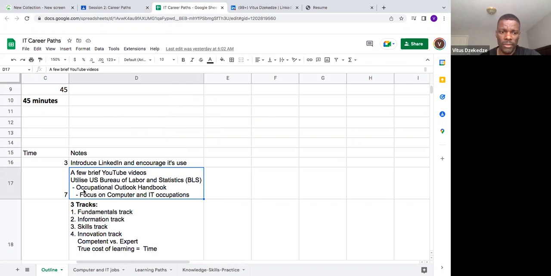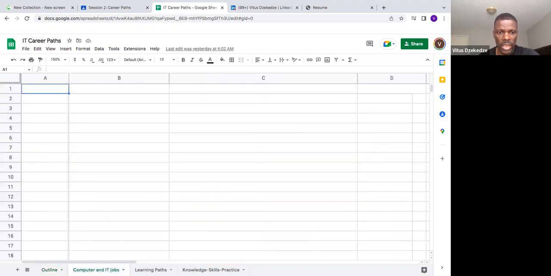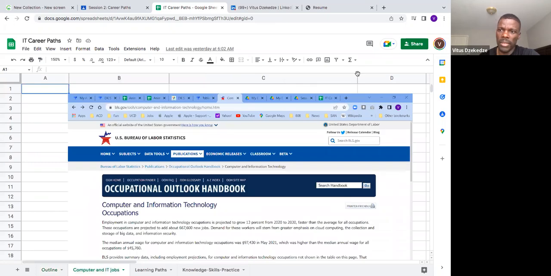So they do have something known as an Occupational Outlook Handbook, looking at all occupations, how they're progressing, how they were, how things will be in future. But we will focus on computer and IT occupations. Does that sound good? Yes, I do. So once again, everybody has a copy of this on our Google Classroom. So let me jump into that so we can talk about it in depth.